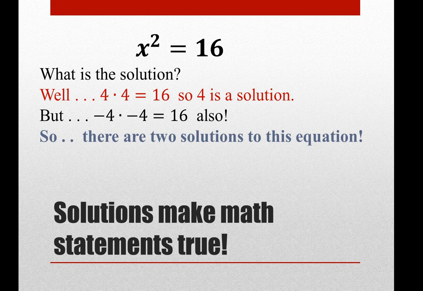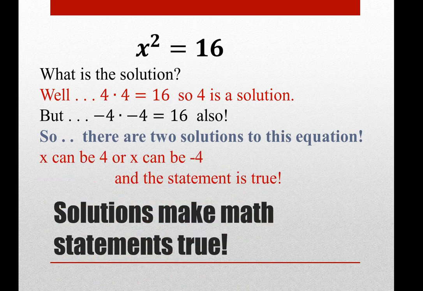Now you should have seen a little bit of this in Algebra 1, but we might have to pull it out of the back of our brain. But now we know there are two solutions. So the solutions are 4 and -4 because either one of those will make the statement true. What's the most important thing we're learning today? Makes it true.